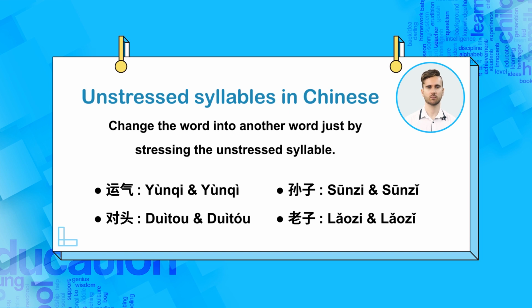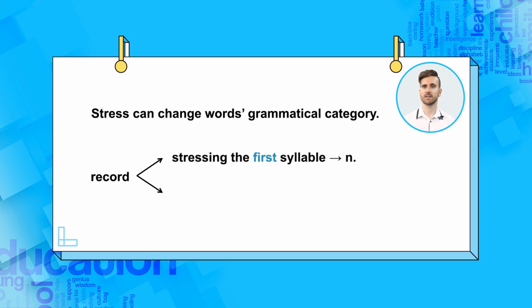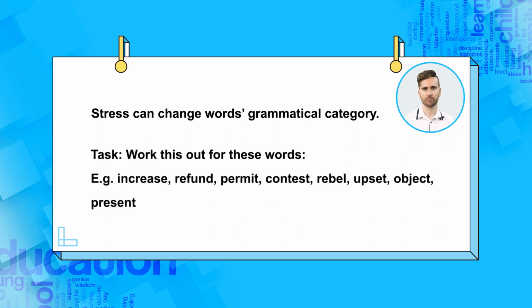老子, 老子. Similar to the above example, English also has a few words that change their grammatical category depending on which syllable is stressed. In record, stressing the first syllable gives us the noun, record, whereas stressing the second gives us the verb. Work this out for these words: increase, refund, permit, contest, rebel, upset, object, present.